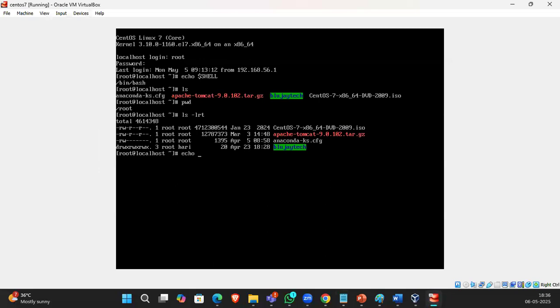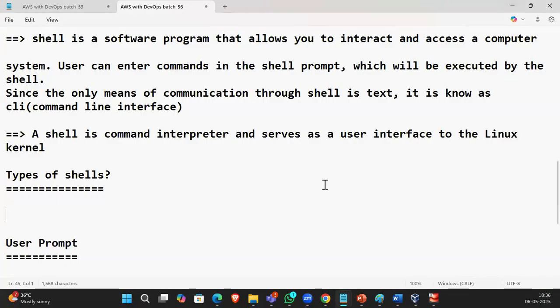Echo dollar shell is nothing but bin bash. So what is the shell, guys? Bin is where our normal commands are available. So what is the command? bash. So which shell prompt does Linux use, guys? Bash shell, guys, bash shell prompt. Very good. Now you understood types of shells.